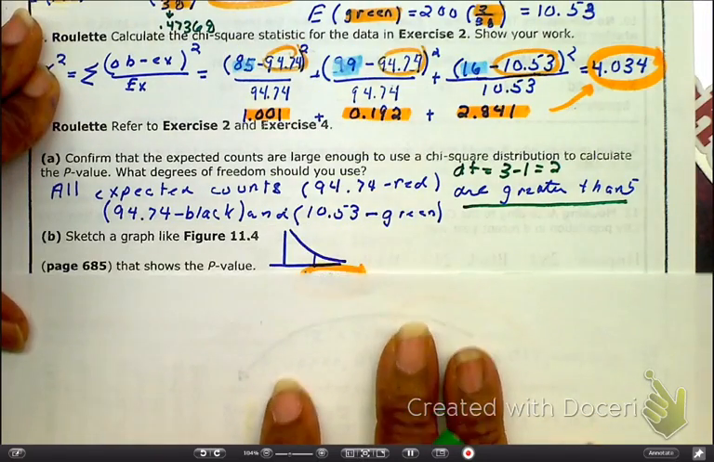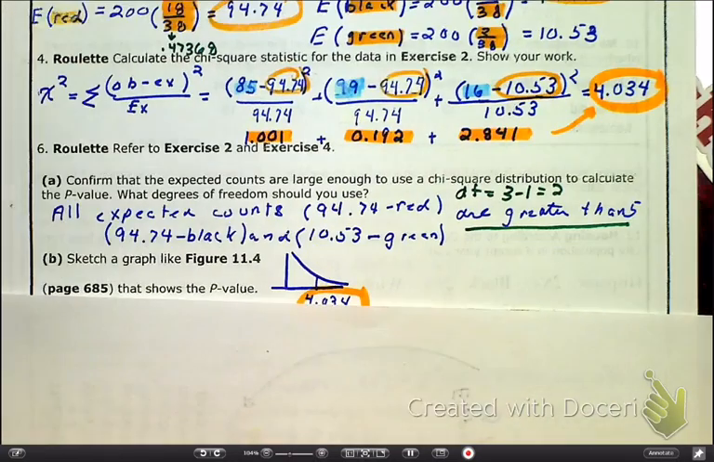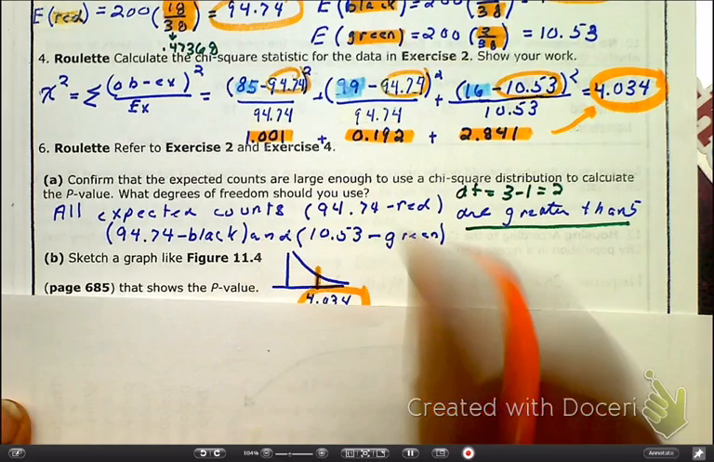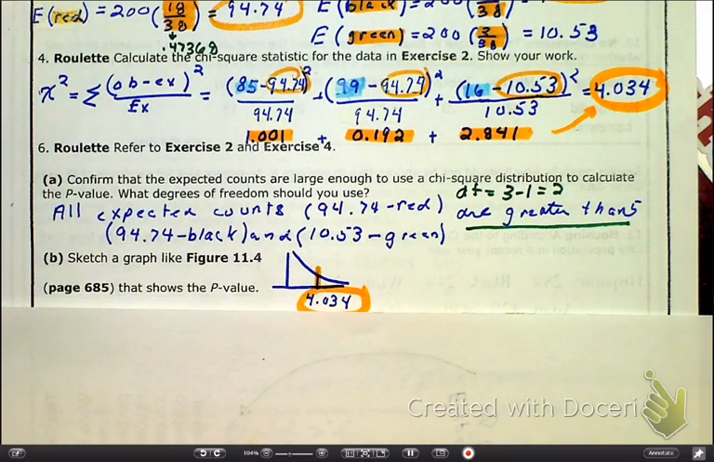Look at our diagram for that. That thing looks kind of whacked, but that is the shape. Why? Because the degrees of freedom is so small. You don't have to worry about drawing that. I just wanted to show it to you.